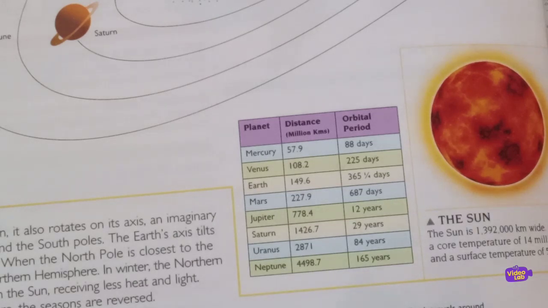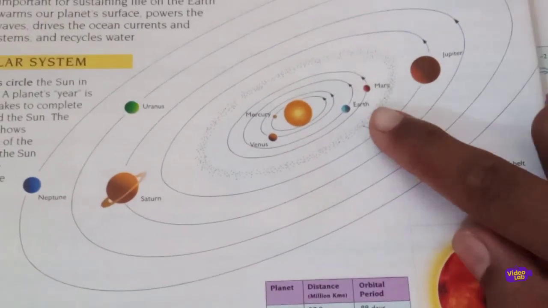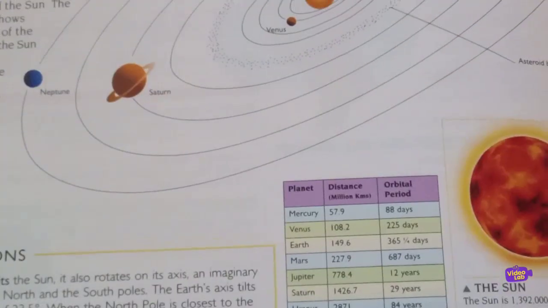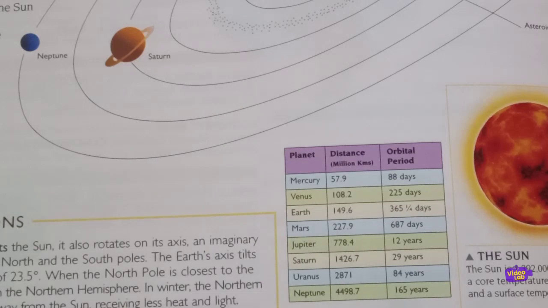So its distance is 149.6 million kilometers. Mars takes about 687 days, as Mars is the fourth planet from the sun and is farther away from the sun. Mars takes 687 days to revolve around the sun and has an orbit of 227.9 million kilometers. Jupiter is 778.4 million kilometers away, and it takes 12 years to revolve around the sun. Means on Jupiter 12 Earth years equal 1 year.